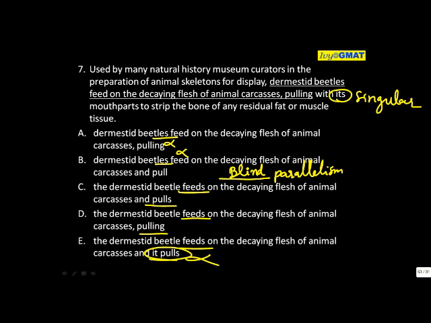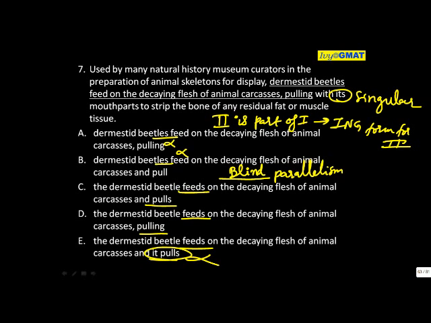Tell me, this part of pulling with its mouth parts to strip the bone, is this second part of the feeding, or is it independent of the feeding? Look at what I'm asking once again. This pulling with its mouth parts is part of the feeding process, or it's independent of the feeding process? Okay, so the rule says if the second part is part of the first, then we use the ing form for the second part. We do not put them in parallel forms.